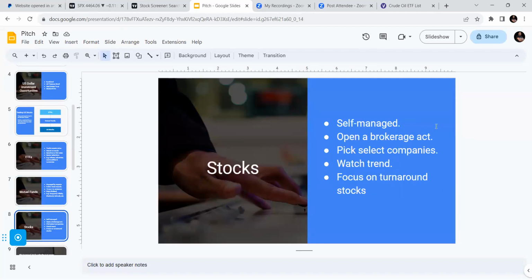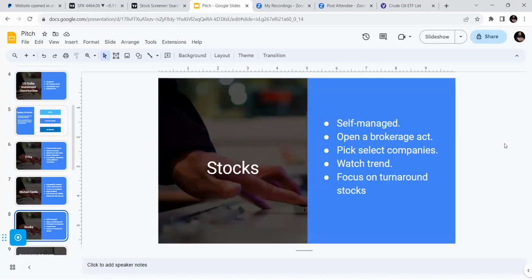Then stocks. We are moving bit by bit into the core part of this webinar. Now, stocks. This one is self-managed. Nobody is managing your stock for you. Nobody is managing your portfolio. You own them. It's your own. All you need to do is to open a brokerage account. I have 3 brokerage accounts that I recommended already. I'll discuss that. And then you're expected to pick select companies, watch the trend.